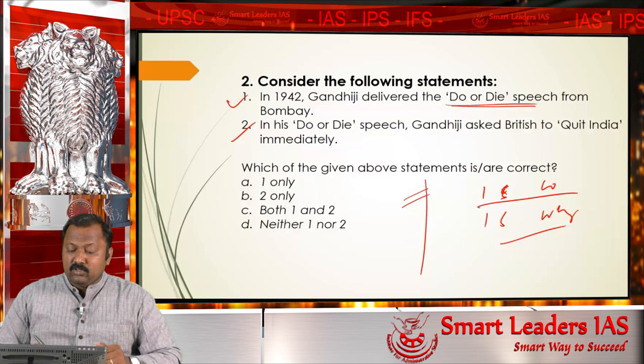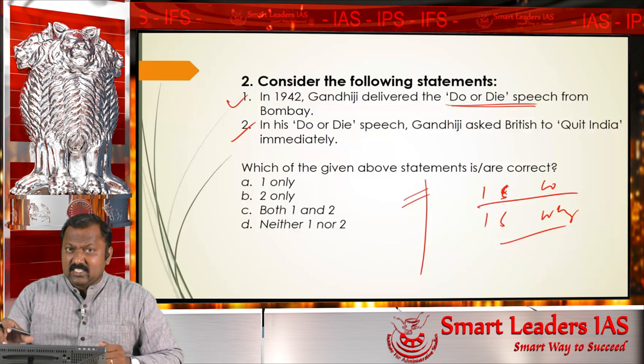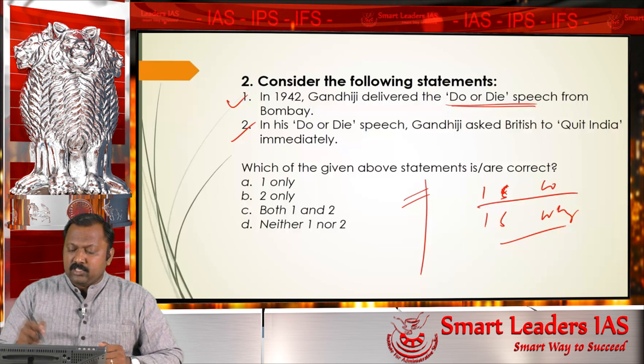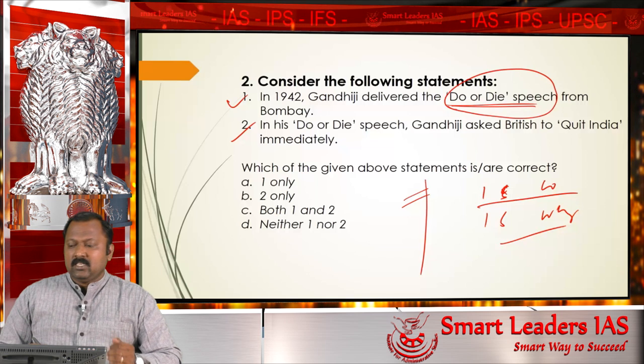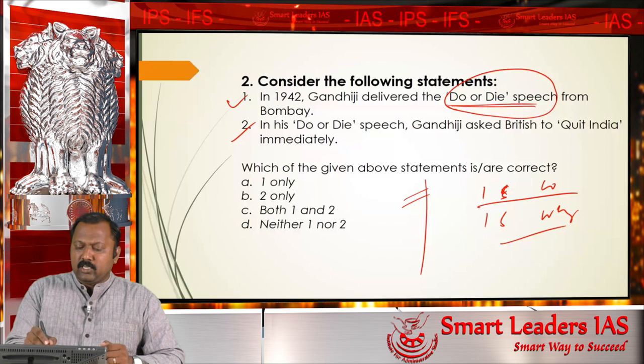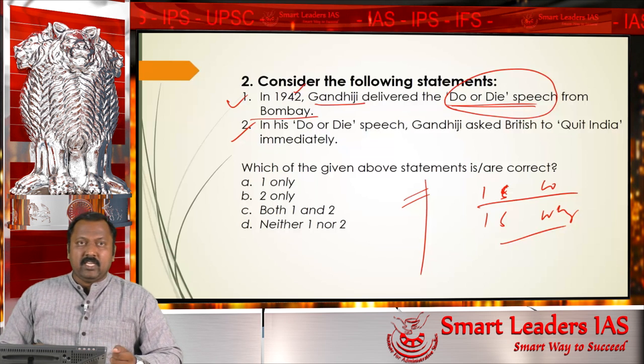In 1942, if I say Indira Gandhi, then that is going to be wrong. So read the statements and try to understand. In 1942, Gandhi delivered a speech which is called the Do or Die speech, and you have to know whether that speech was delivered by Gandhi, whether it was delivered in 1942, and that it was delivered in Bombay. This is the first statement.